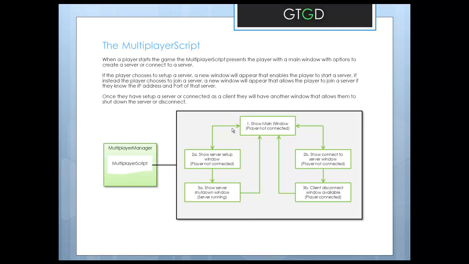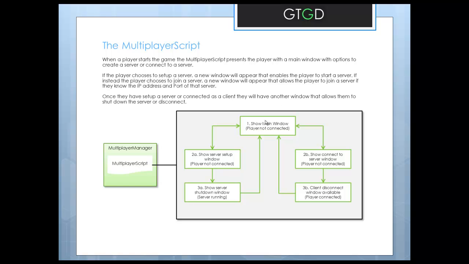So when the player starts a game, they'll be presented with a main window that'll appear in the middle of the screen, and the main window will allow them to do one of three things. They can set up a server, they can connect to a server, or they can just shut down the game if they're running a standalone copy. Now if the player chooses to set up a server, they'll click on a button, they'll be taken to a setup server window, and there after they set the server name and the port number, they can then create that server. And once the server is created and running, in the top left of the screen there'll be another window that'll allow them to shut down the server.